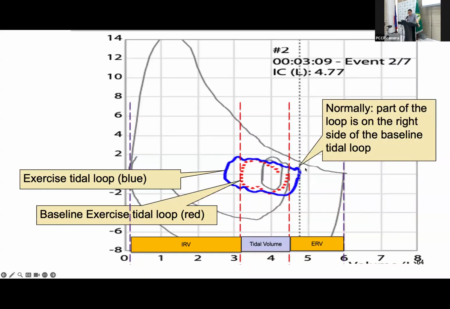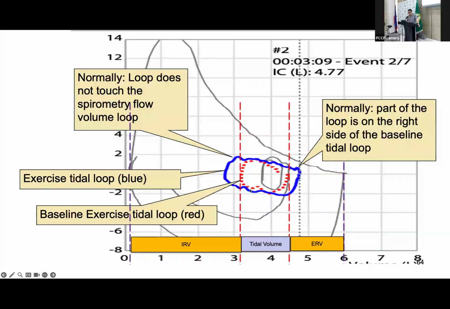Okay, normally part of the loop should be on the right side of the baseline. This is the baseline. There should be. It means that the subject is recruiting the expiratory reserve volume. Likewise, the loop does not touch the spirometry flow volume loop. Hindi siya dapat didikit dyan. Okay, that's the normal pattern.